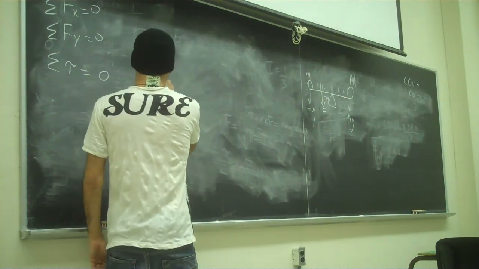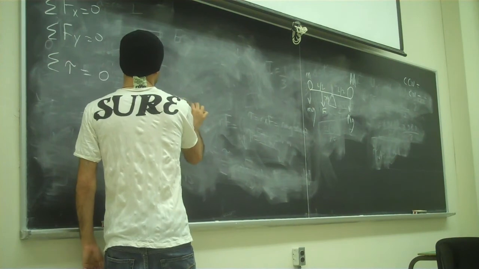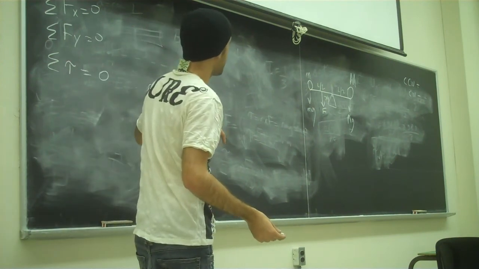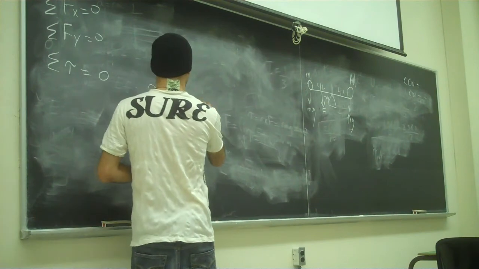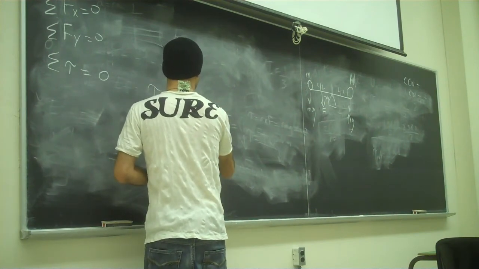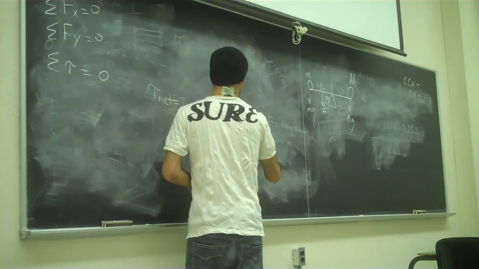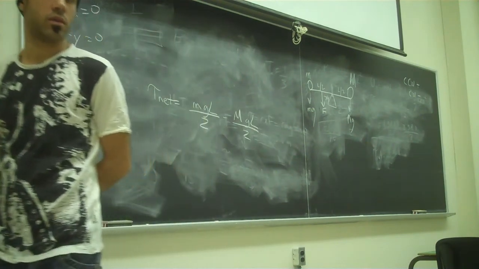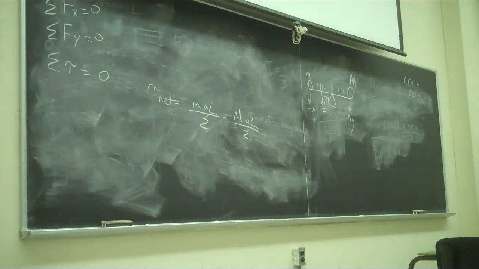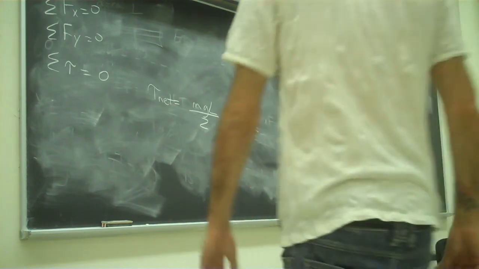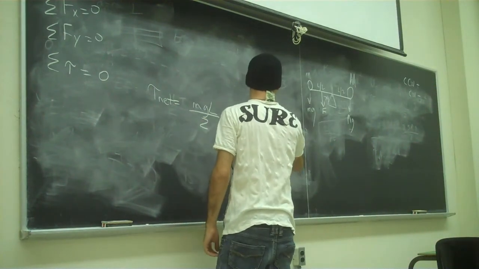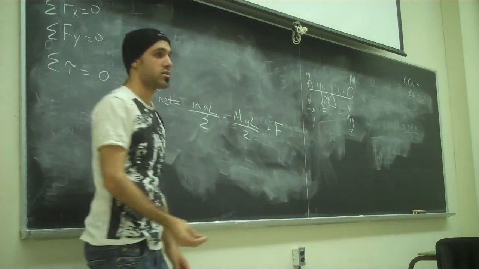We had the net torque was equal to, and then you have mgL over 2 was the counterclockwise one, so that's positive, mgL over 2. We have minus big MgL over 2. And then what's the next term going to be? Plus the force. Plus the force, yes. So plus the force. And what else?